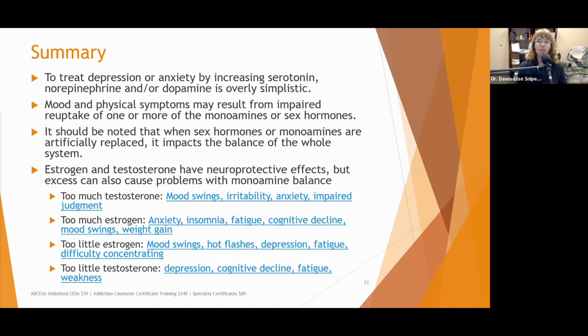Estrogen and testosterone have neuroprotective effects, but excess can also cause problems with monoamine balance. And monoamines are the things we typically call neurotransmitters. Too much testosterone can cause mood swings, irritability, anxiety, and impaired judgment. Too much estrogen can cause anxiety, insomnia, fatigue, cognitive decline, mood swings, and weight gain. Too little estrogen can cause mood swings, hot flashes, depression, fatigue, and difficulty concentrating. And too little testosterone can cause depressive symptoms, cognitive decline, fatigue, and weakness.